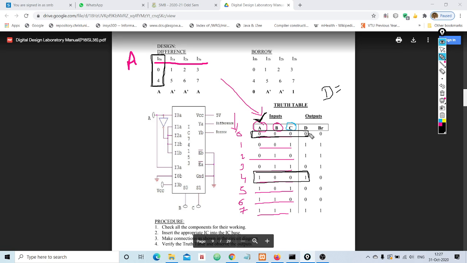Once again I will repeat. D value is 0 when A value is 0, right? And here D value is 1. At that time, what is the A value? 1. So what can we conclude? D is equal to A, correct? So hence we concluded that the value for I0A will be A itself. Clear? Exactly in the same way we have to do for the other cases.